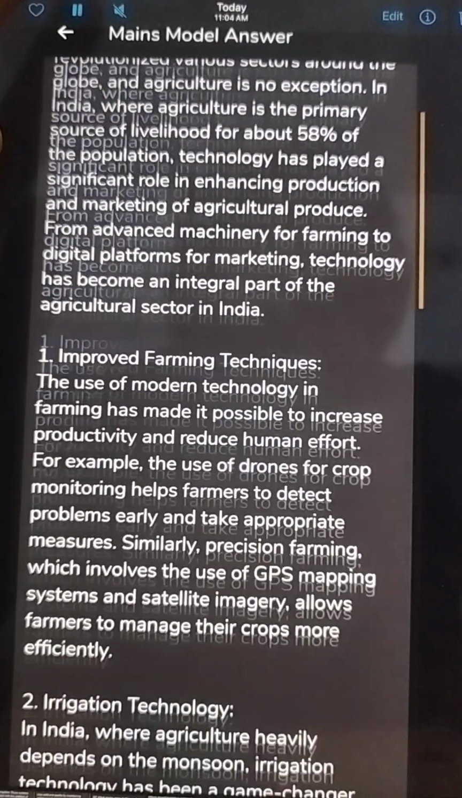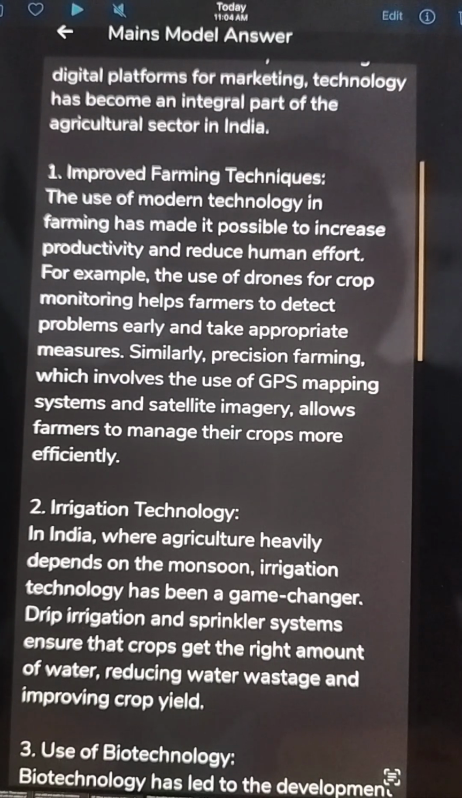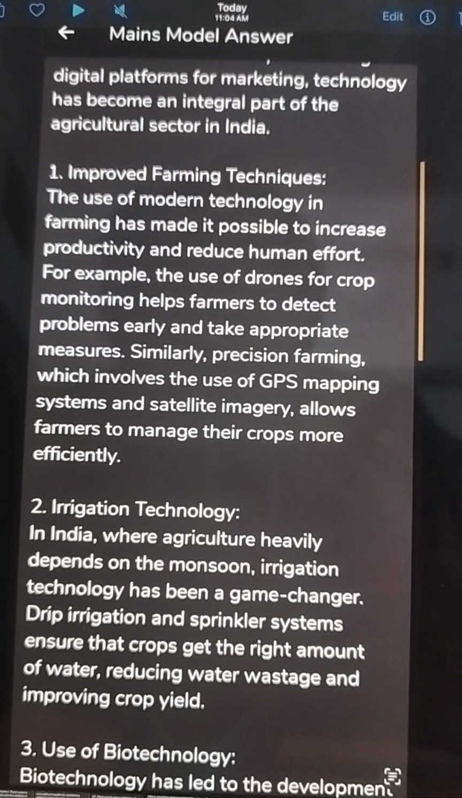First is improved farming techniques. The use of modern technology in farming has made it possible to increase productivity and reduce human effort. For example, the use of drones for crop monitoring helps farmers to detect problems early and take appropriate measures. Similarly, precision farming, which involves the use of GPS mapping systems and satellite imagery, allows farmers to manage their crops more efficiently.